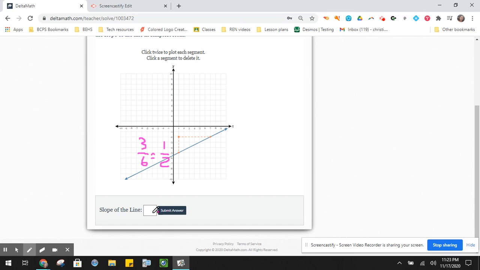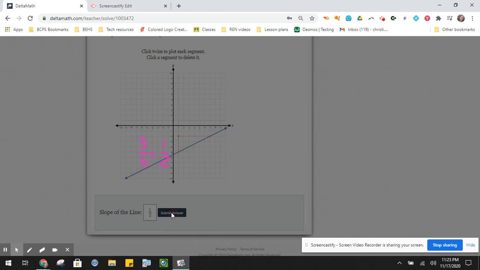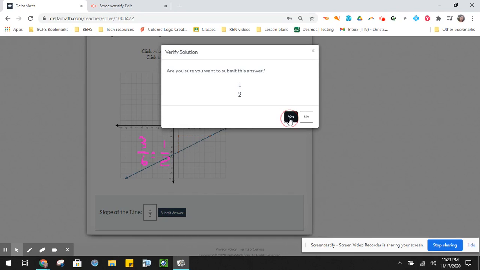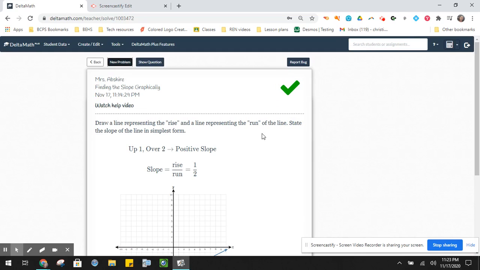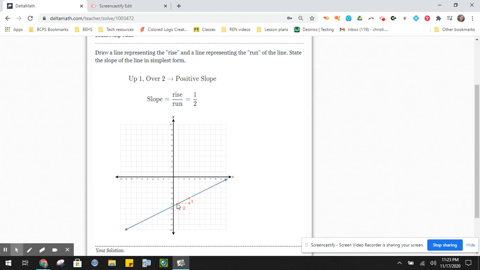So when I get ready to put that answer in the box right here, I'm going to type in 1/2. It automatically changes it to a fraction for me. Now I'm going to click submit for my answer. And as usual, it's going to ask me if I feel like that is the correct answer. And I'm going to say yes. And it tells me that I'm right. You'll notice if I check, they drew a line in a different place than I did, and they got 1/2 on their first try. They didn't have to simplify it.